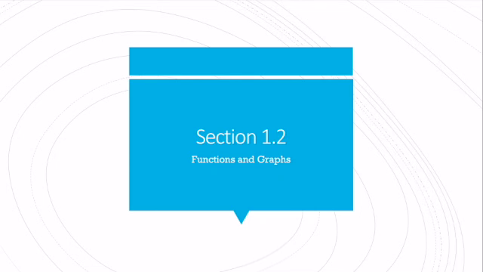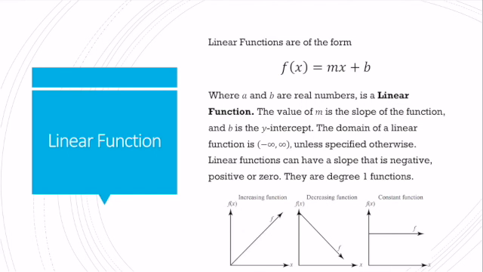Section 1.2 is a continuation of Section 1.1 as we continue to talk about functions and their graphs. The simplest type of function, and the function we learn about first in algebra, are linear functions. They're called linear functions because the graph of them forms a line. These functions are of the form f of x equals mx plus b, where m is our slope and b is our y-intercept. The domain of all linear functions is all real numbers unless otherwise specified.